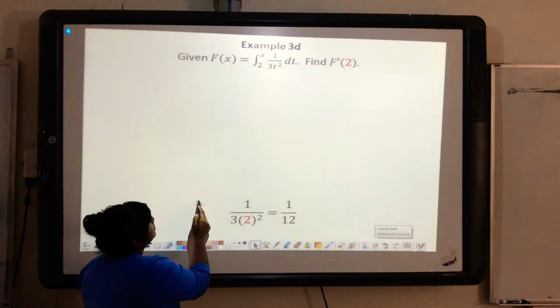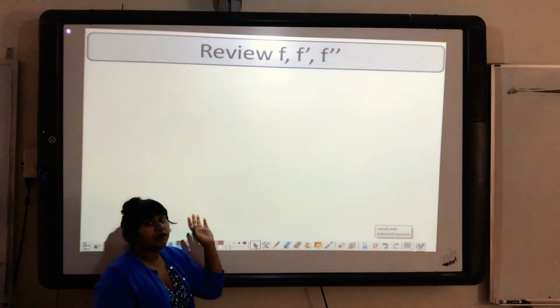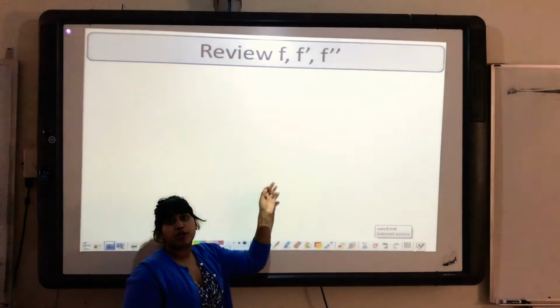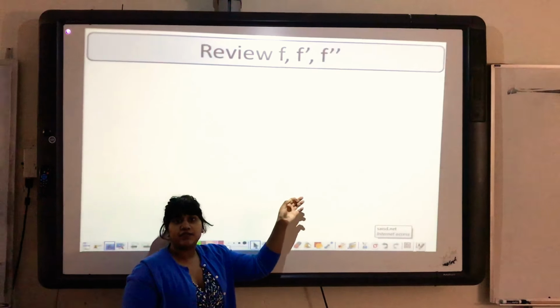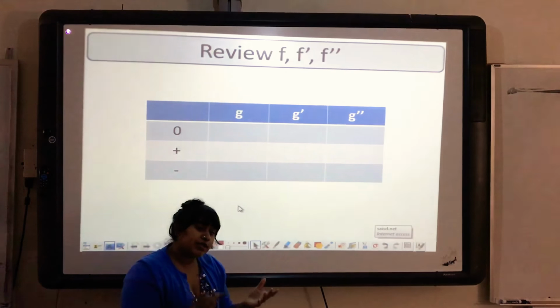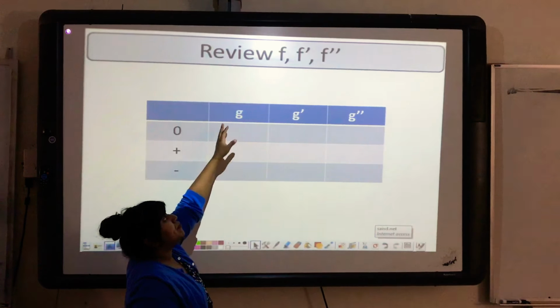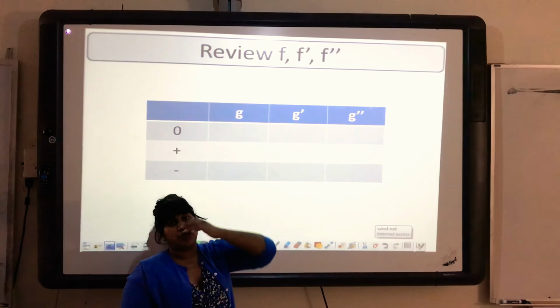Okay, before we move on to example 4, I want to do a little bit of review of the concepts we learned in unit 4 and 5 back in December, where we did f prime and f double prime. So we're going to fill out this little chart. I know it's not in your packet. If you want, you can write something down or put it on a separate piece of paper, however you want to do it. Now, in the past, we've learned it as f prime, f double prime.